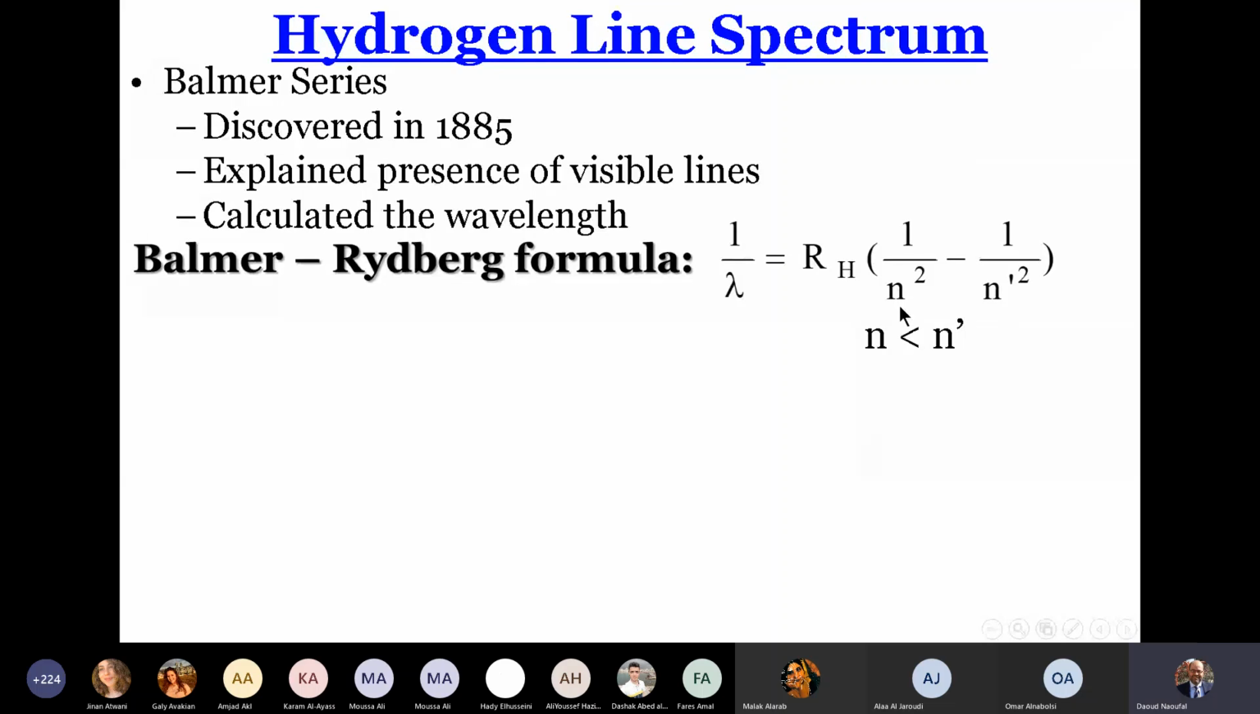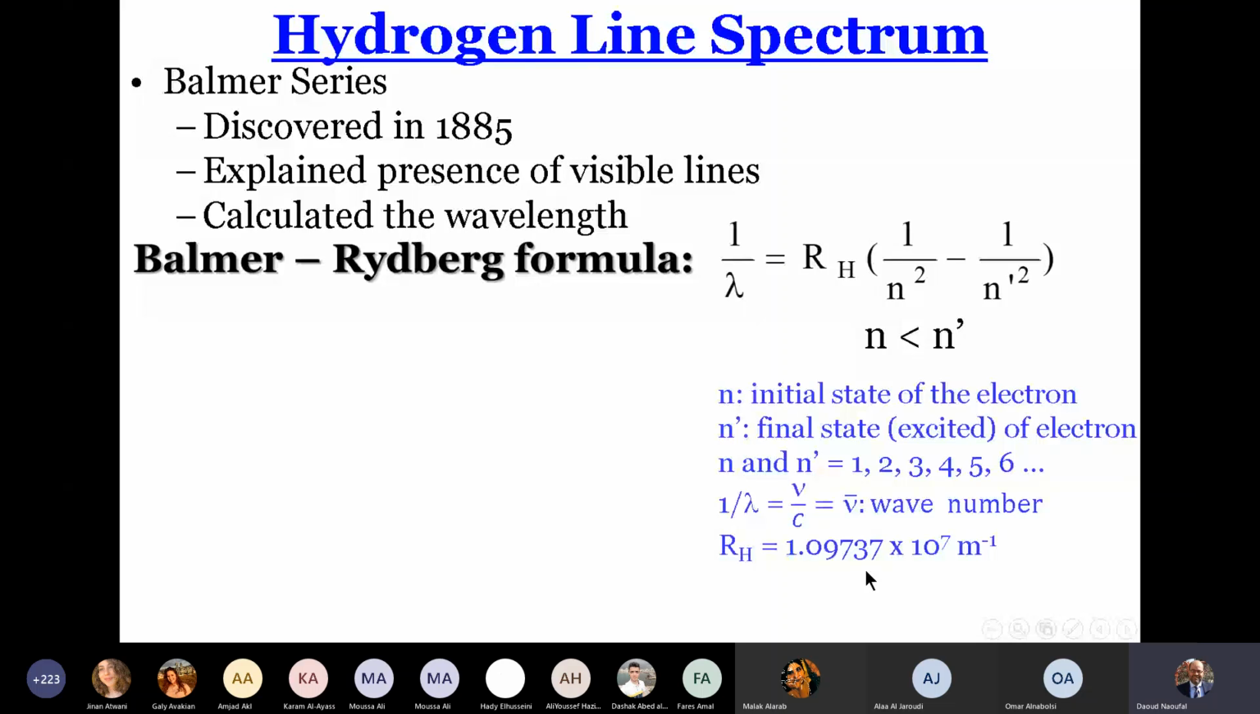If we suppose, for example, the electron was initially found at n equal 2 and it passed to n equal 5, then when the electron returns from 5, it will emit light of wavelength lambda. This wavelength can be calculated by the Balmer-Rydberg formula, where RH is the Rydberg constant, which is given in the exercise or the exam.